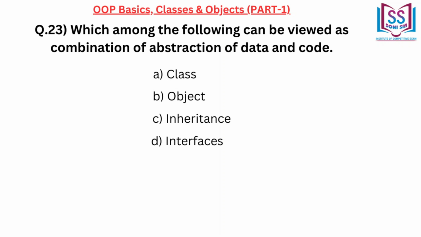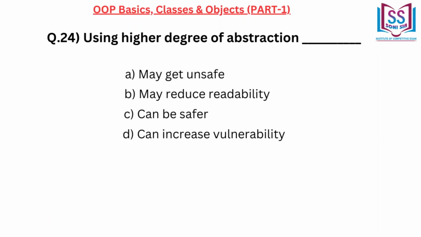Which among the following can be viewed as a combination of abstraction of data and code? A. Class. B. Object. C. Inheritance. D. Interfaces. Correct answer, B. Object can be viewed as an abstraction of data and code. It uses data members and their functioning as data abstraction, and code abstraction as use of an object of an inbuilt class.